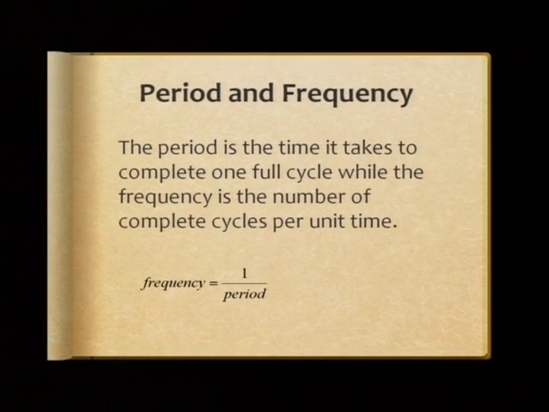There's two things that might be of interest to you, slightly different than what we've done in the past. The period, again, is still the time it takes to complete one full cycle, while the frequency is the number of complete cycles per unit time. What's interesting in these problems is that instead of measuring in radians, we often measure in time, in seconds. So along our x-axis, instead of pi and 2 pi, we're going to have 1 second, 2 seconds, or 1 minute, 2 minutes. So we're going to be measuring in time.